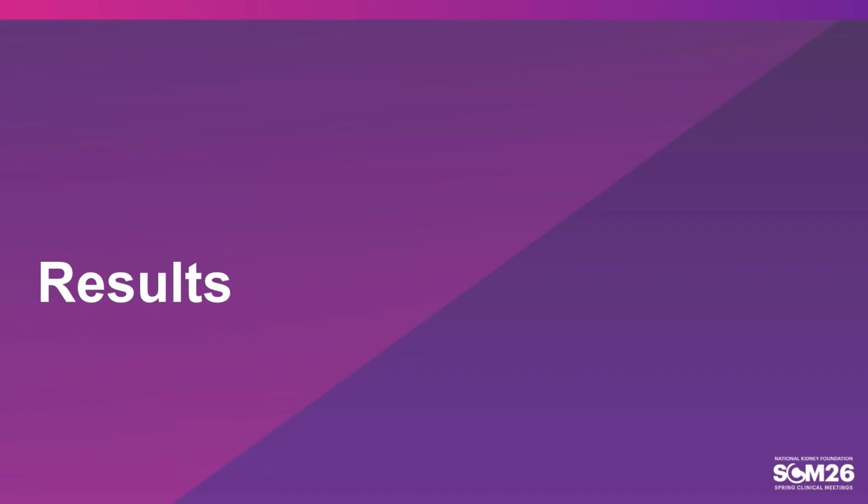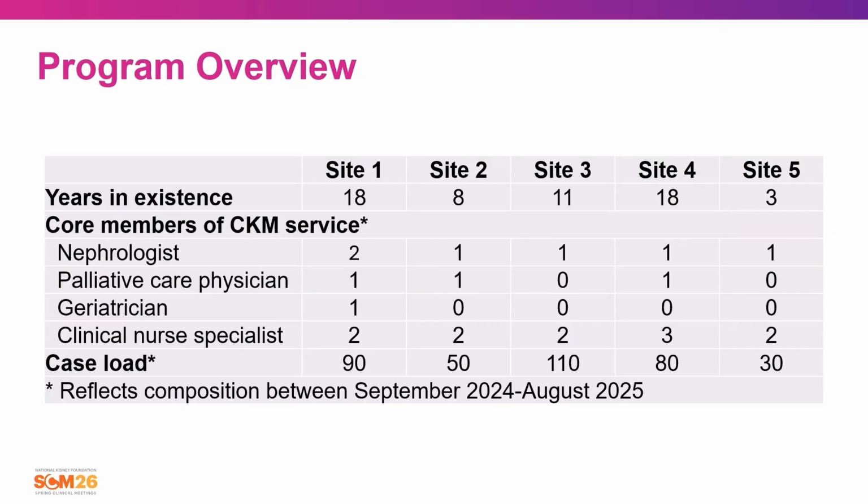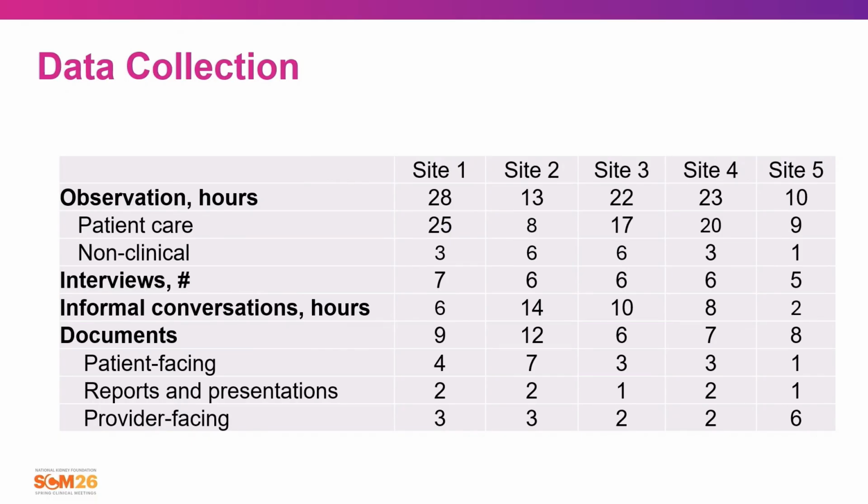So what did we find? The programs I observed had a mean longevity of about 13 years, and programs all had nephrology consultants and clinical nurse specialists, but varied in terms of whether or not they had palliative care specialists and geriatricians on the team. And the average caseload of these pathways was about 72 patients. I completed over 95 hours of observation of these programs of both clinical and non-clinical activities, interviewed 30 clinicians and staff, and reviewed 41 unique documents produced by these programs.